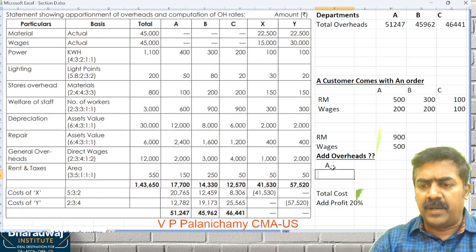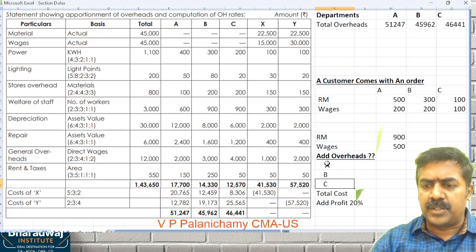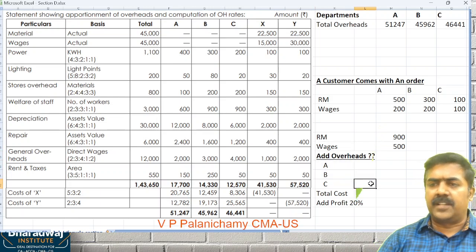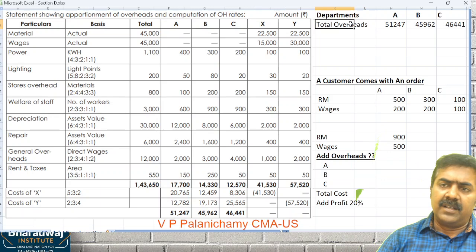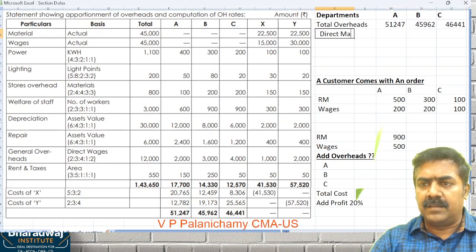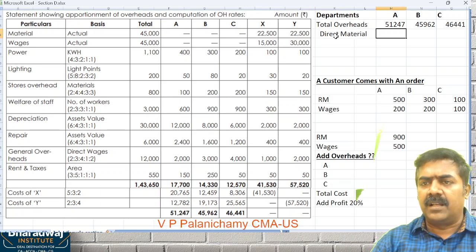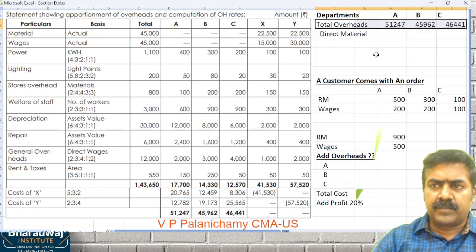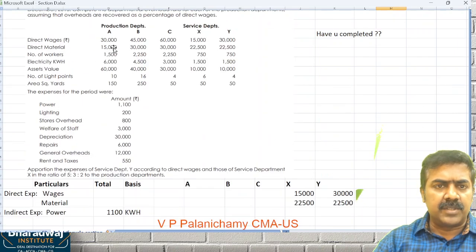How much of department A's overheads, B's overheads, and C's overheads you will charge? How to charge the overheads? Simple. Overheads can be charged based on direct material. What is the direct material consumption? Look at the direct material consumption. 15,000, 30,000, 30,000.